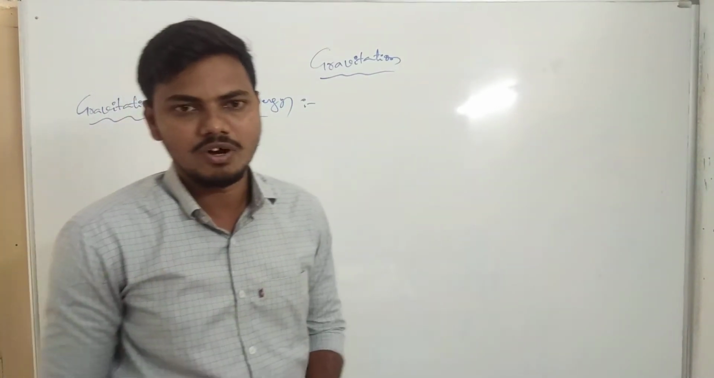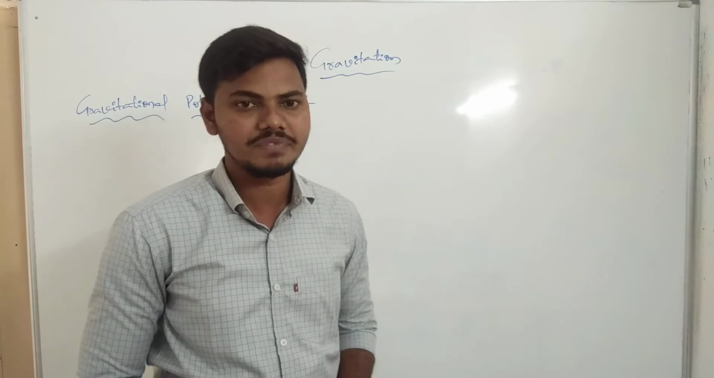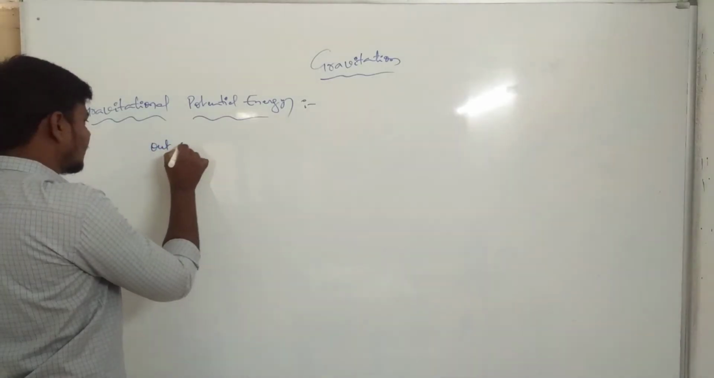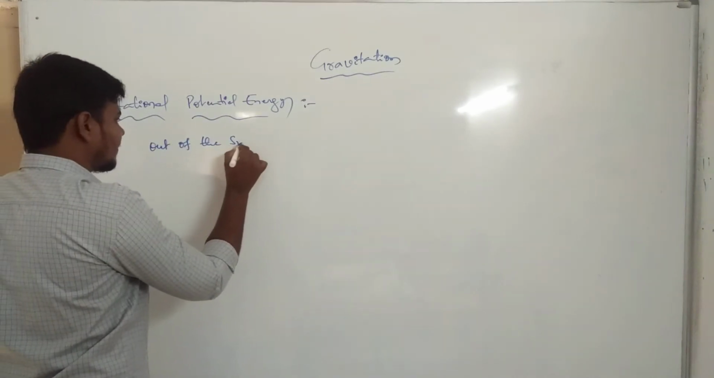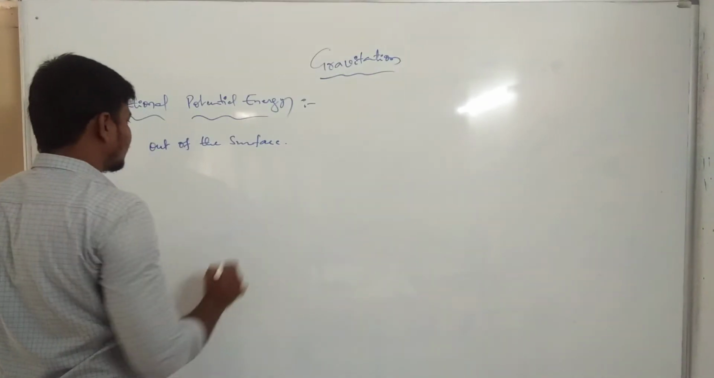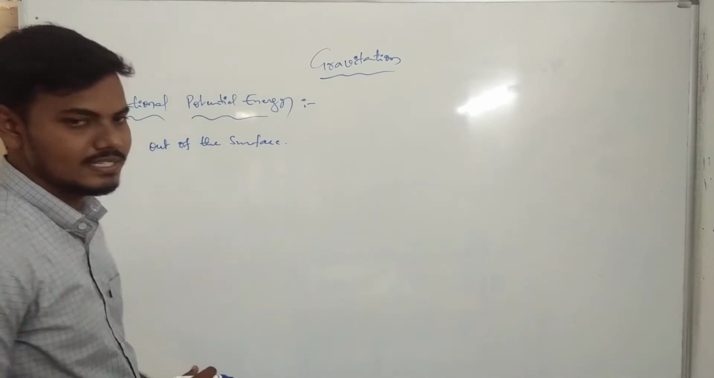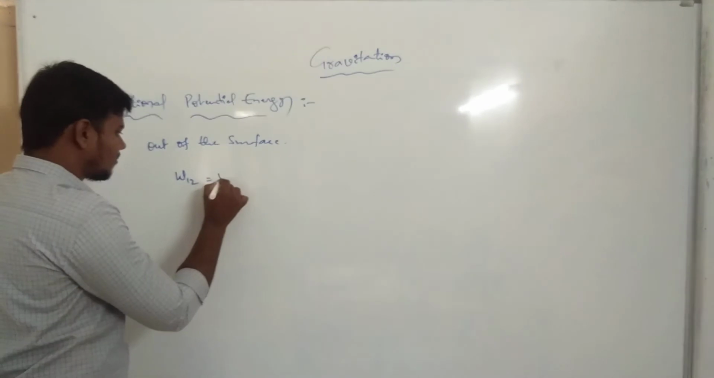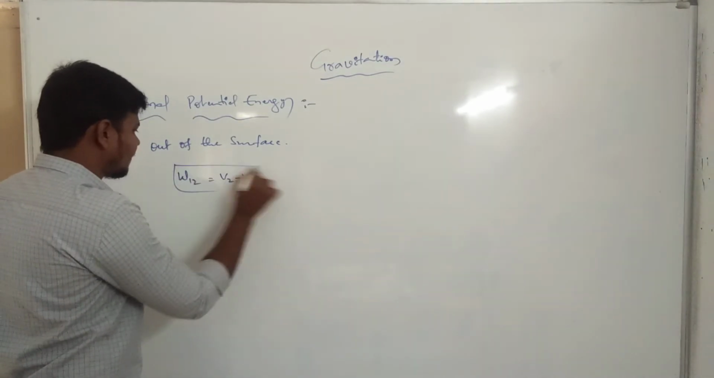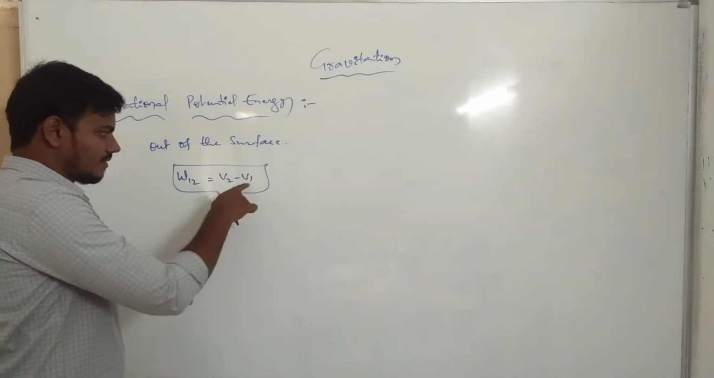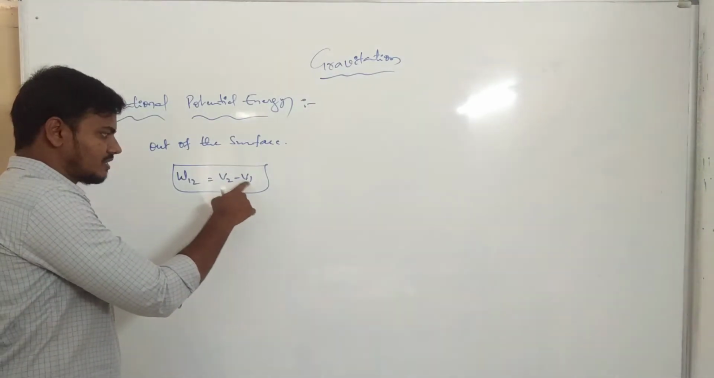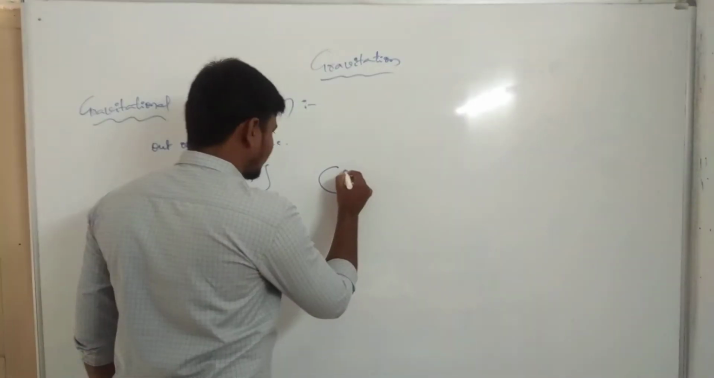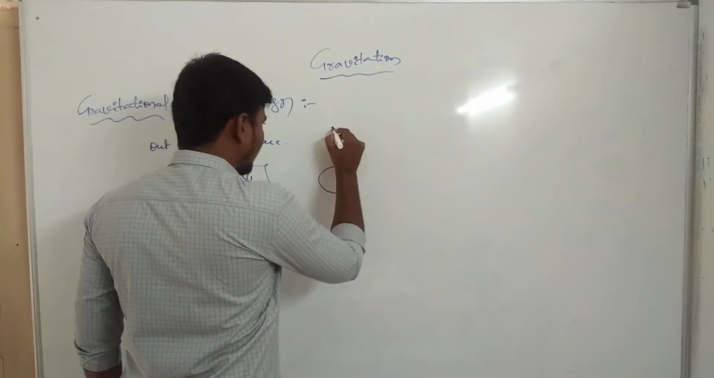When the object moves towards the outside of the surface, that is the gravitational potential energy we are introducing. Previously in our class we introduced the work W12 is equal to V2 minus V1. Now from the first position to the second position, this is the surface, for example, and this is the point out of the surface.